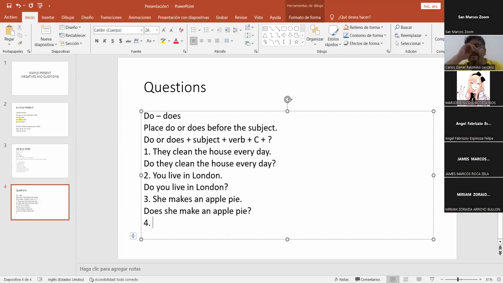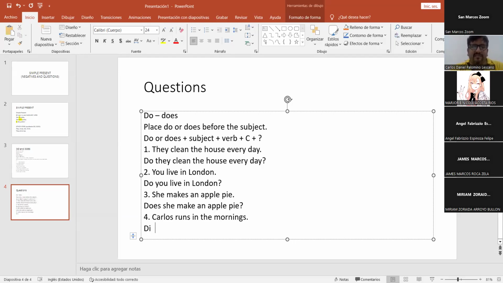Number 4. Two more examples, okay? Carlos runs in the mornings. Mentira, pero ya. Carlos corre en las mañanas. ¿Cómo hace la pregunta? Does Carlos run in the mornings? Question. ¿Estamos? Sí.